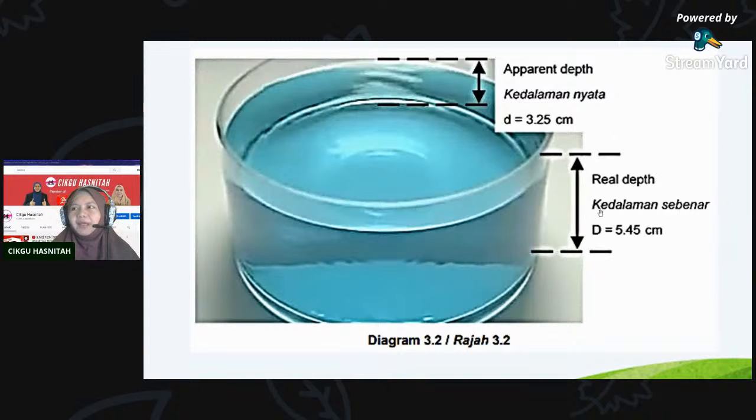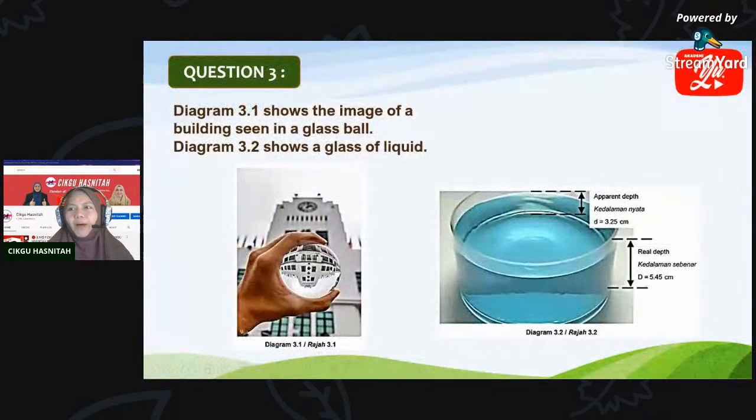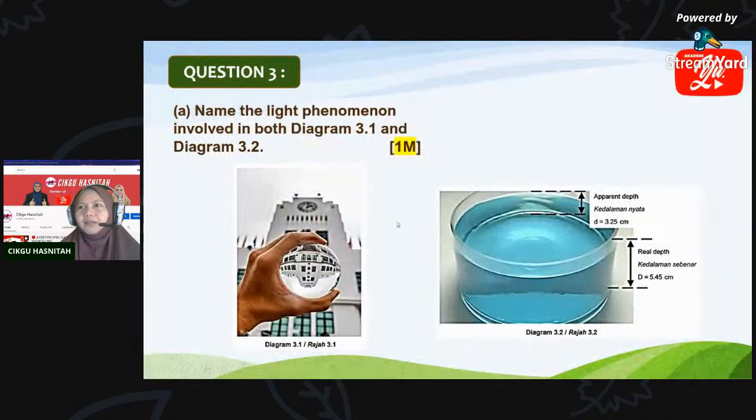Real depth is kedalaman nyata. This one is kedalaman ketara, apparent depth. The apparent depth is 3.25 and the real depth is 5.45 cm. So what are the questions that follow? Very simple.